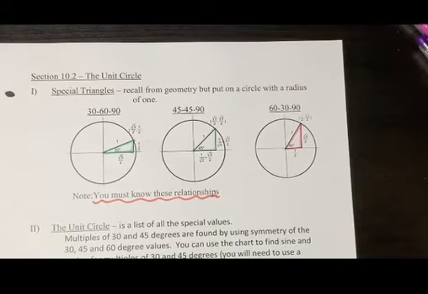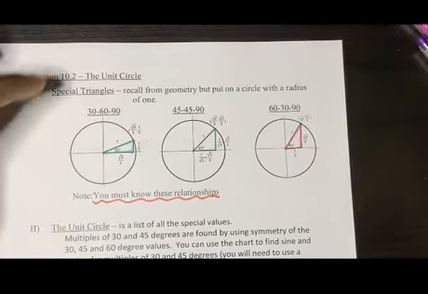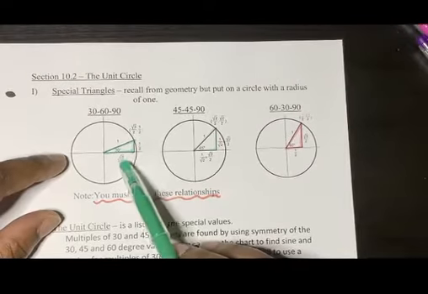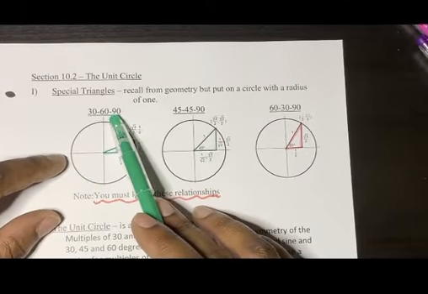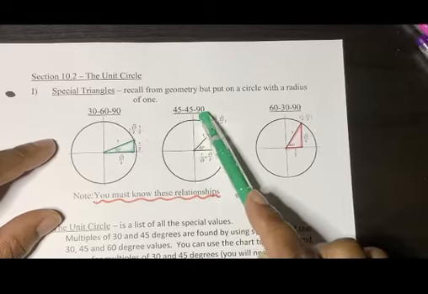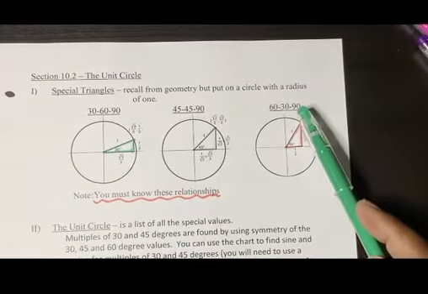If you're not in 10.2, that's fine. We're still looking at the unit circle. So we're going to look at the 30-60-90 relationship, the 45-45-90 relationship, and the 60-30-90 relationship.